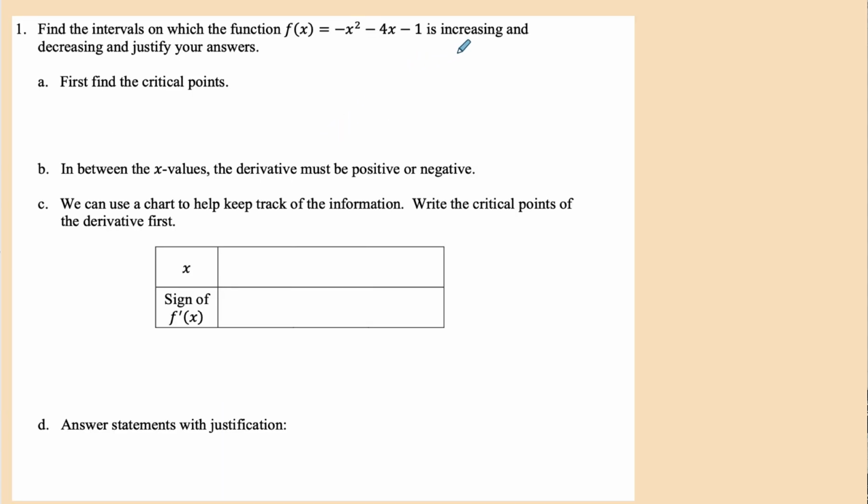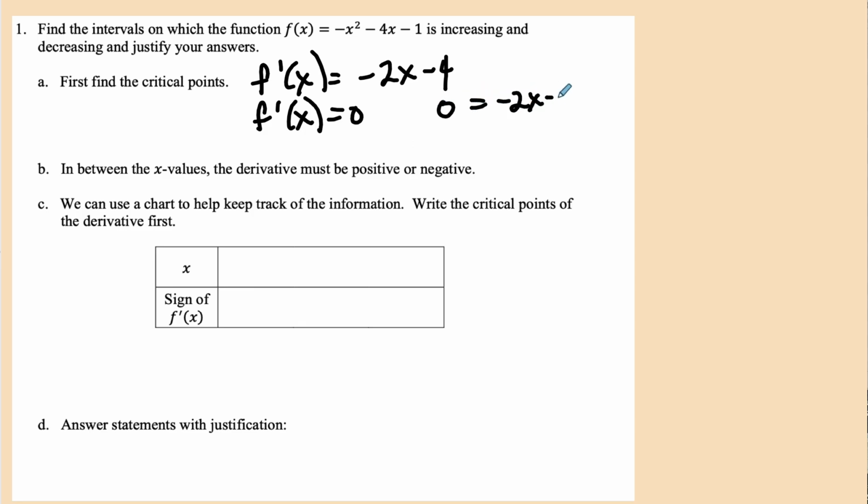We want to find when it's increasing or decreasing. First step is to find the critical points. So f prime of x will be equal to negative 2x minus 4. Now we know the derivative exists everywhere, so we're really looking at the critical point when the derivative is equal to 0. When the derivative is equal to 0, we're going to set that equal to 0, and we're going to have 2x is equal to negative 4, and so x is equal to negative 2.